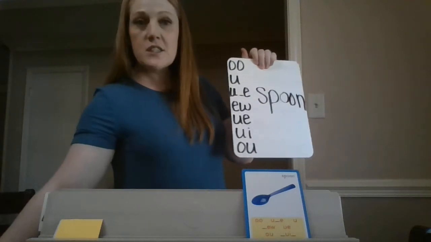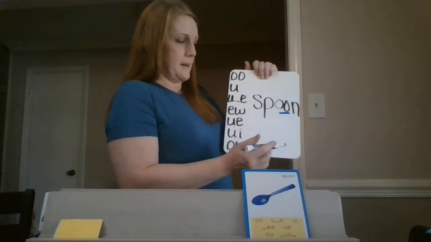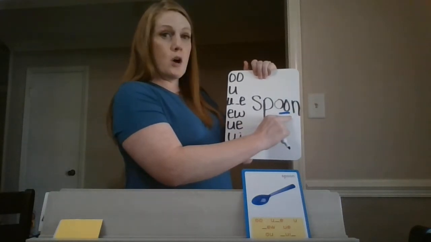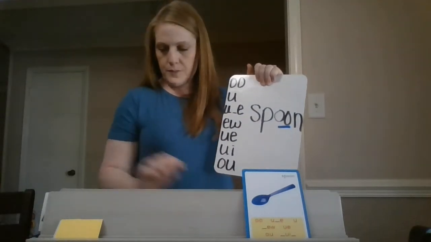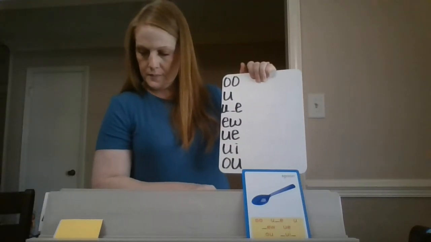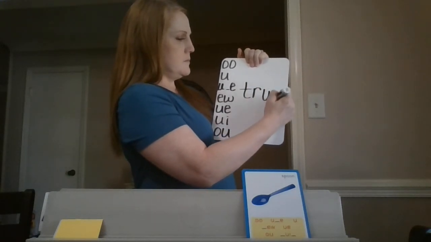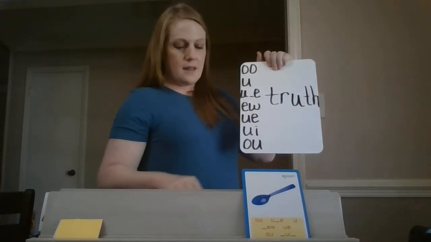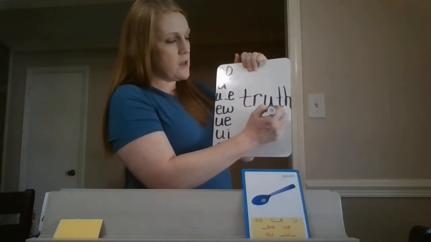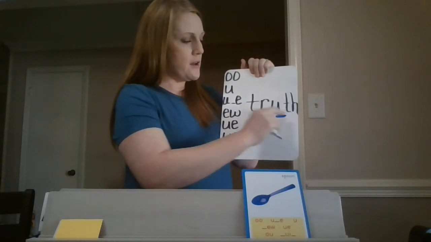This is the word spoon. In the middle of the word spoon, I see the O-O spelling right here. Sp-oon, spoon. In this word, O-O says oo. This is truth. And you should always tell the truth. And the way that we spelled the oo sound in this word is with the U. Truth.